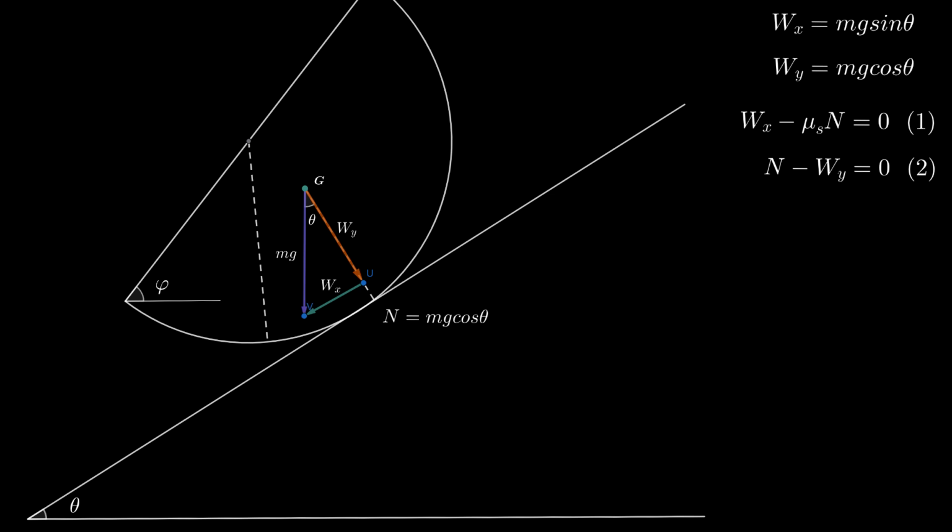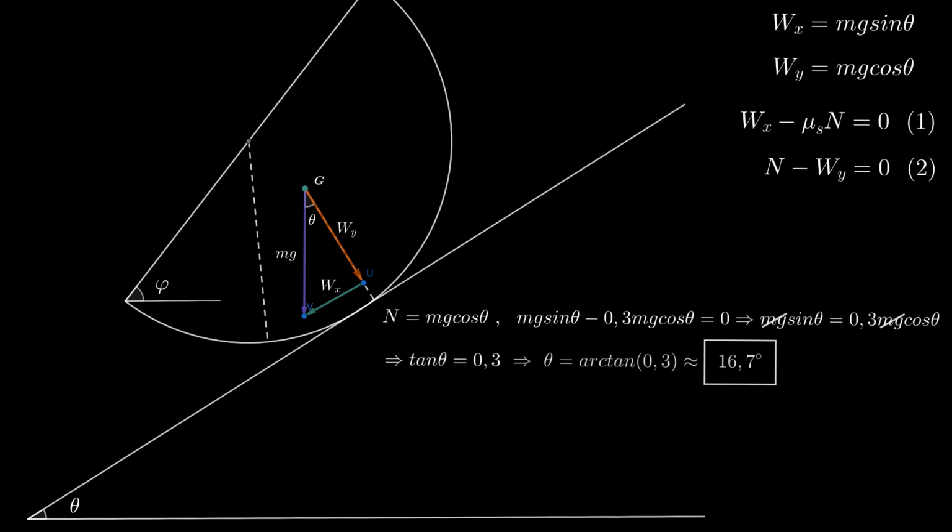And we plug that into our first equation, and we get m times g times sine of theta minus 0.3 times m times g times cosine of theta equals 0, which is m times g times sine of theta equals 0.3 times m times g times cosine of theta. And the mg's cancel out, and we get tangent of theta equals 0.3, which is theta equals arctangent of 0.3, which is 16.7 degrees. One down, one to go.